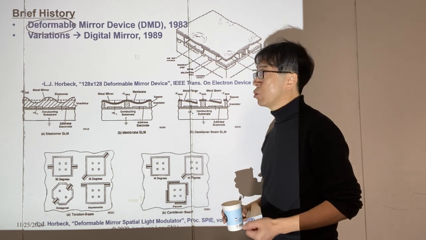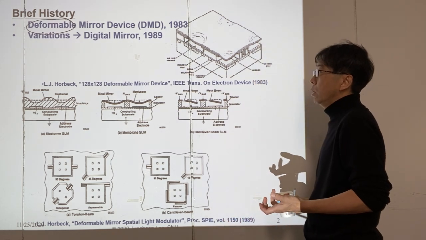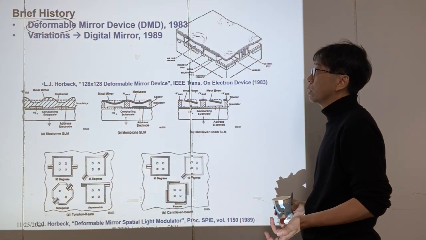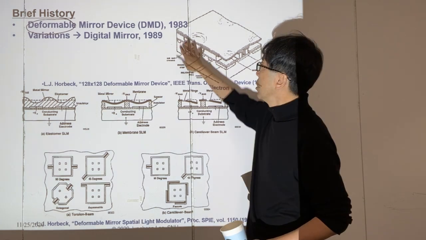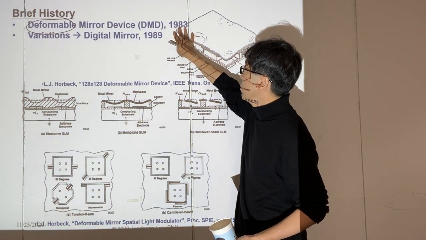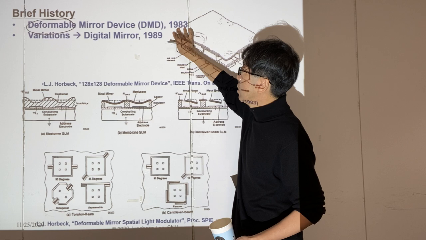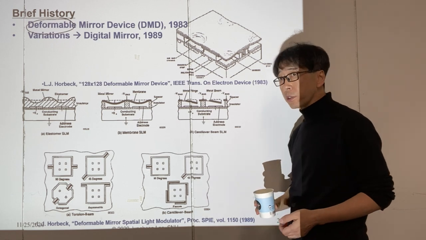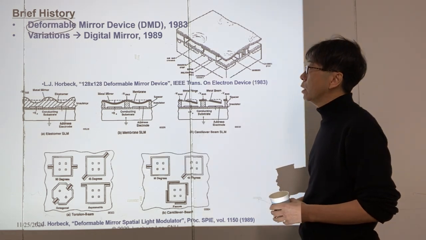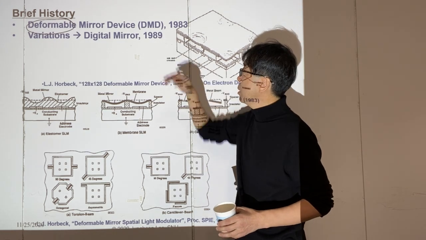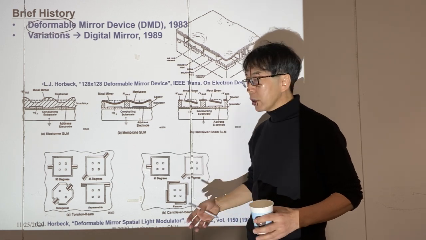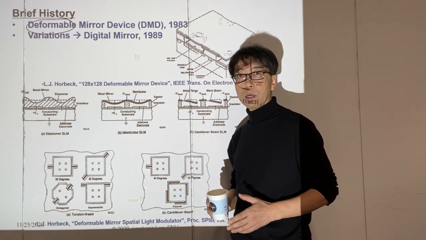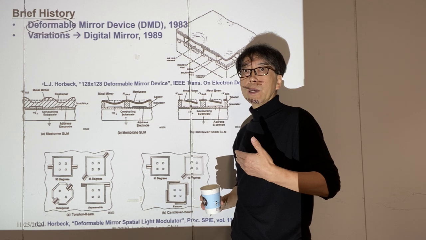You can see how much investment Texas Instruments was making. The first year they announced their first deformable mirror device was 1983. Okay, that's almost 40 years ago. And the second version, the digital mirror, came out 6 years later. Yet the commercial process was still far away.